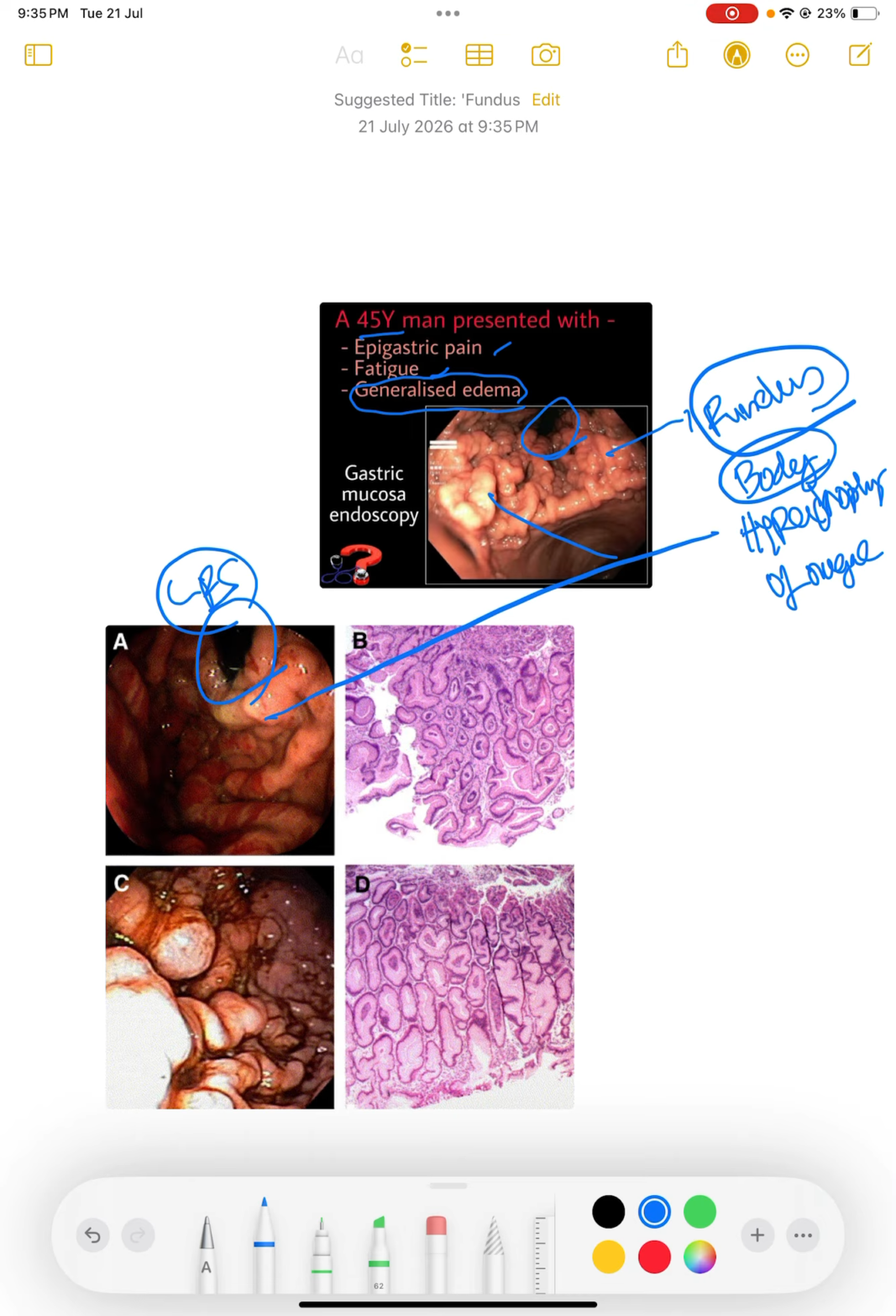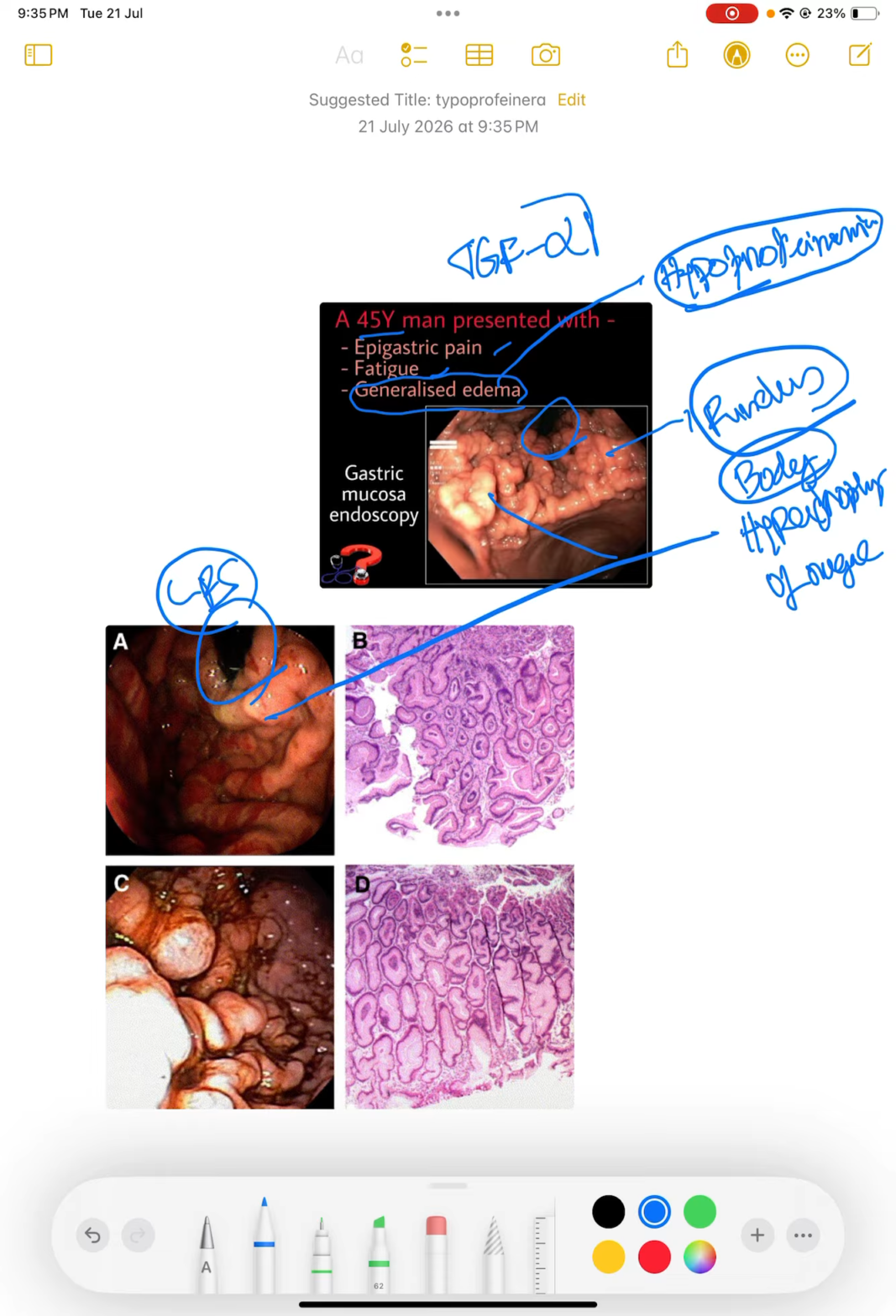So why is the patient having generalized edema? Because of hypoproteinemia. Generalized edema is nowadays called anasarca, right? So why is there hypoproteinemia? Because in this condition there is increased expression of TGF alpha, which is the pathological basis of this disease. Increased expression of TGF alpha leads to excess mucus secretion or mucus production, which in turn leads to hypoproteinemia.